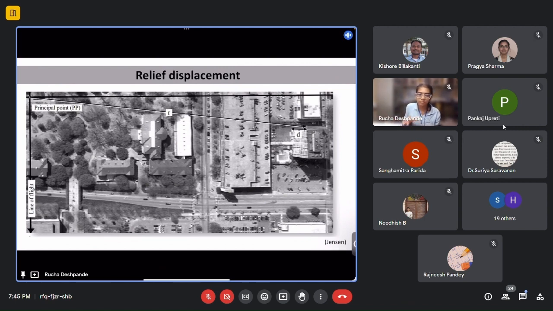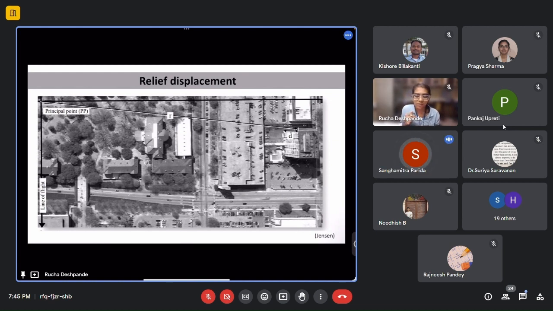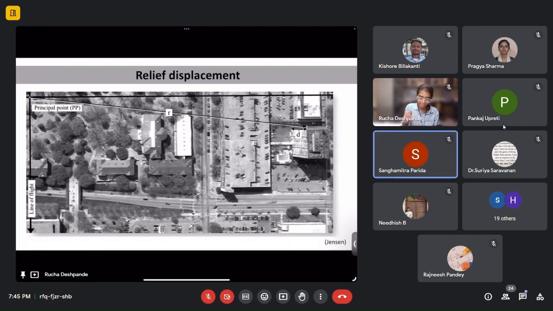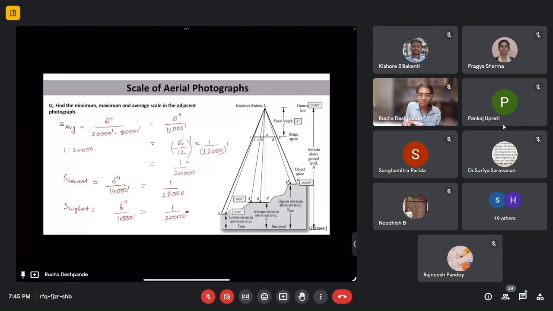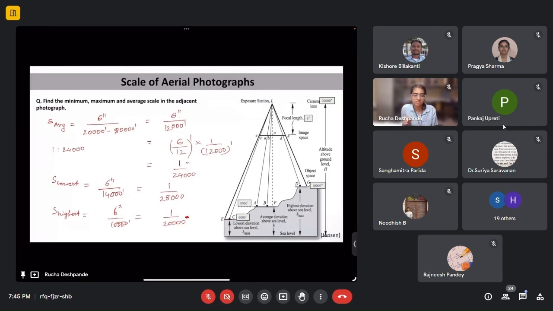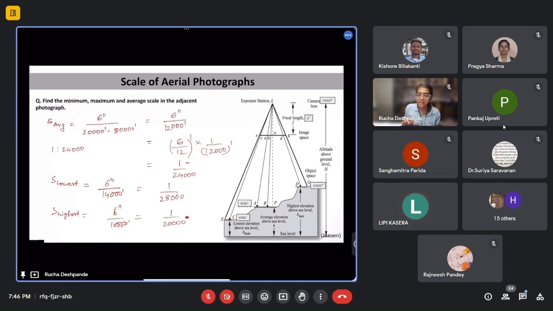Yeah, so let's look at relief displacement. Please show the previous slide. Okay, clear.